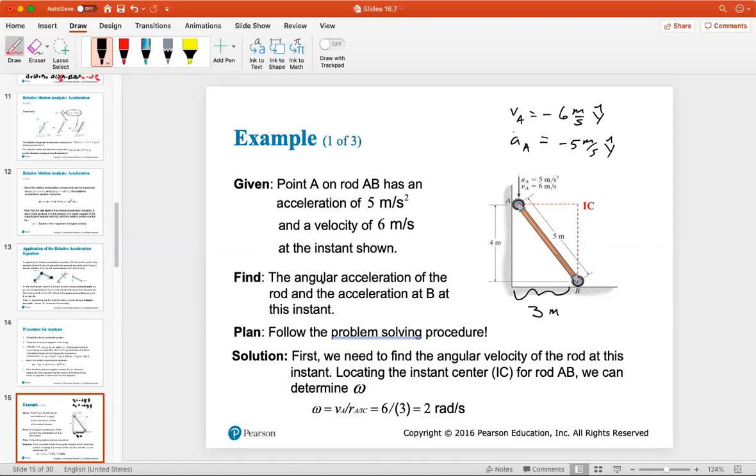And then let's go through this. What are we trying to find? We're trying to find the angular acceleration of the rod and then the acceleration of the point B. Okay, so take a second and try to solve it. Why don't you pause the video? Then I'll go on a new slide and show you how I did it.